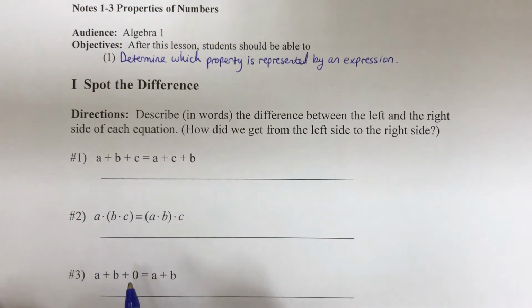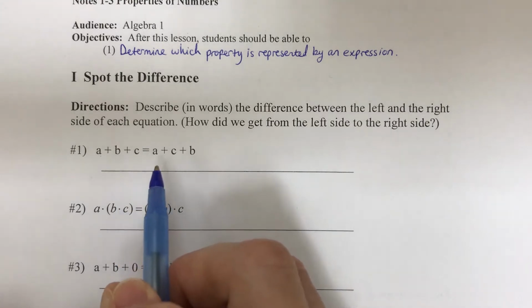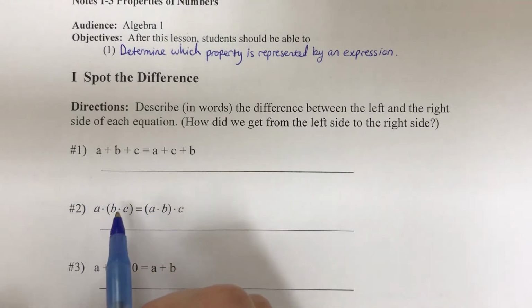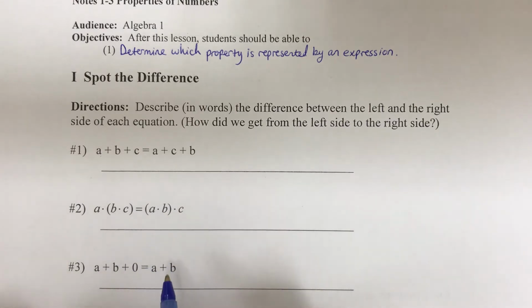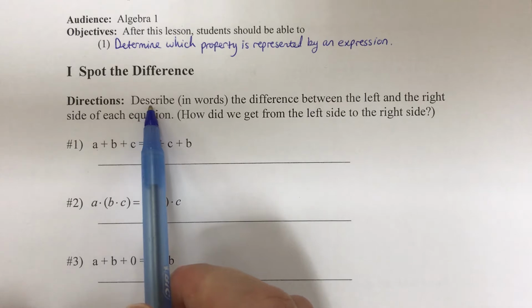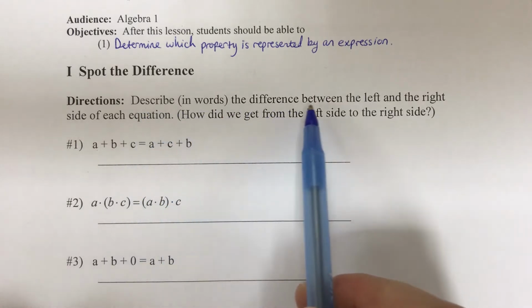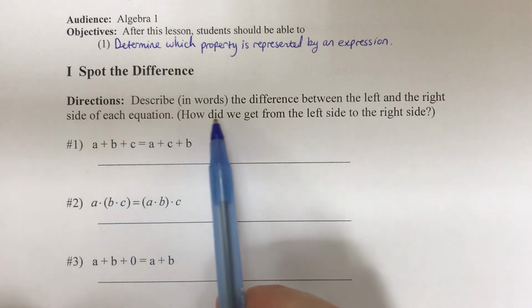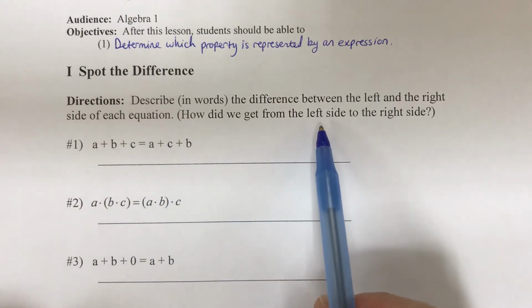Okay, so the first thing we're going to do is called spot the difference, where you can see there are three expressions here, three equations set up, and the left side and the right side are different from each other, and the question is, what is the difference? So what we want to do here is describe in words the difference between the left and the right side of each equation. How did we get from the left side to the right side?